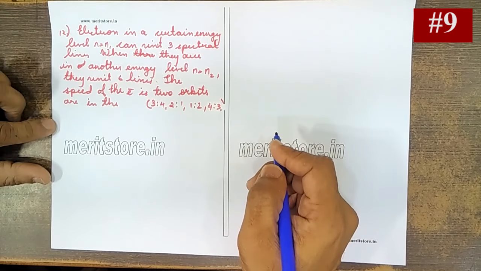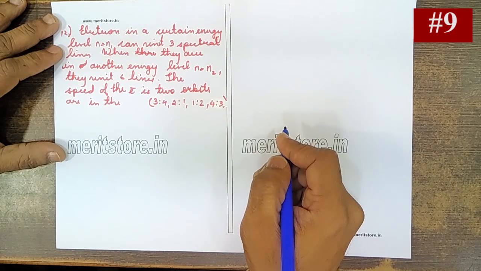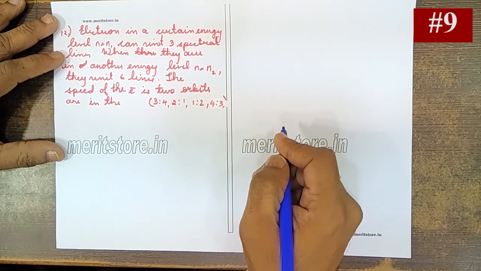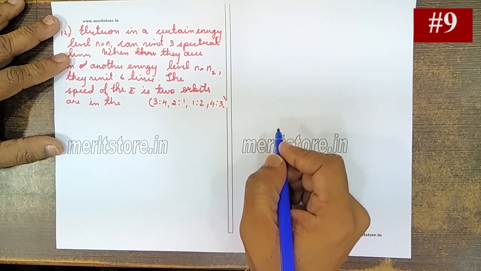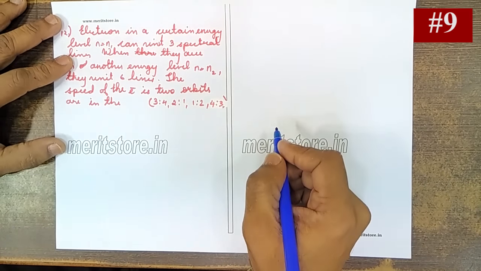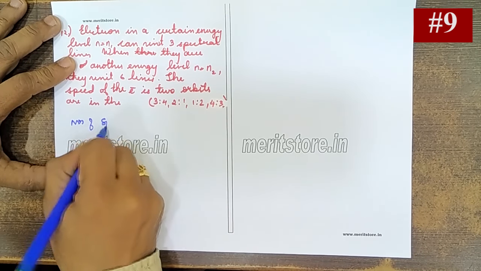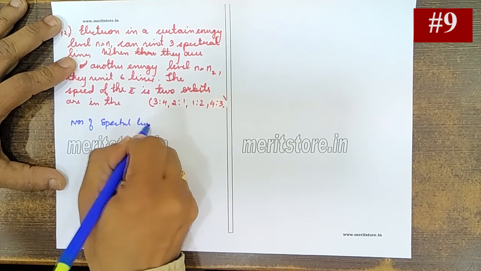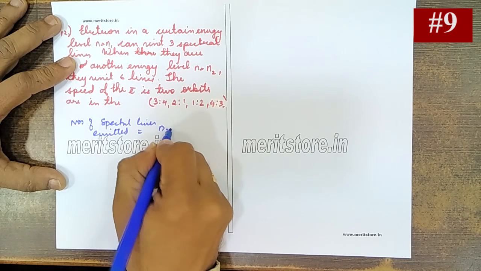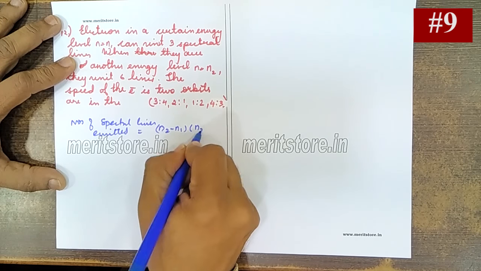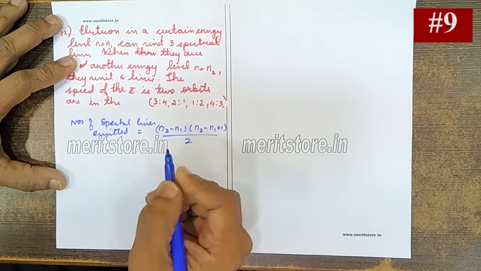Electron in a certain energy level n is equal to n1 can emit 3 spectral lines. When they are in another energy level n is equal to n2, they emit 6 lines. The speed of the electron in the two orbits are in the ratio dash. So the number of spectral lines emitted is given by n2 minus n1 into n2 minus n1 plus 1 upon 2. This is the formula where n2 is the initial state and n1 is the final state.